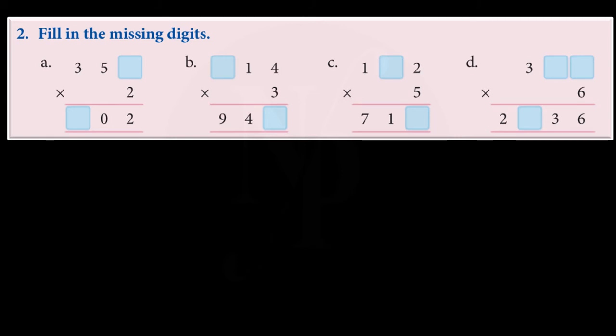First, let us look at the first question, A. Here a blank space is given. If you multiply this number by 2, there should be a product which is given here. Again, in the product, there is a blank space. Let us look at the digits in ones place now. We are multiplying by 2, and when we multiply a digit by 2 we should get 2 as the product. So the digit here must be 1.